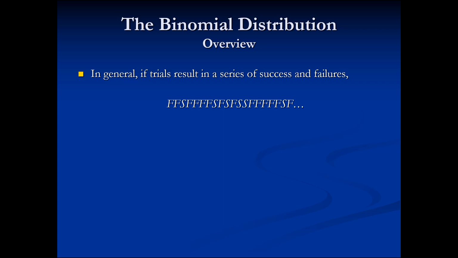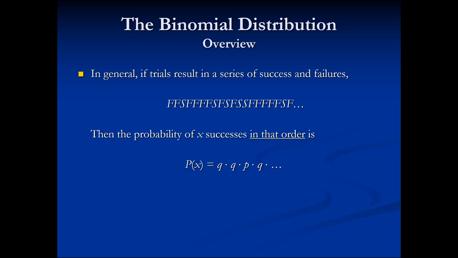Next, in general, if trials result in a series of successes and failures, that is 2 failures, next a success, again failures, the probability of X successes in this order is P of X equal to... Success means P, failure means Q. Our probability will be Q, Q, P, Q, etc. That is, the simple formula is P power X into Q power N minus X.